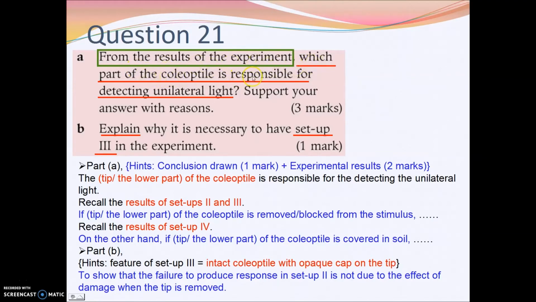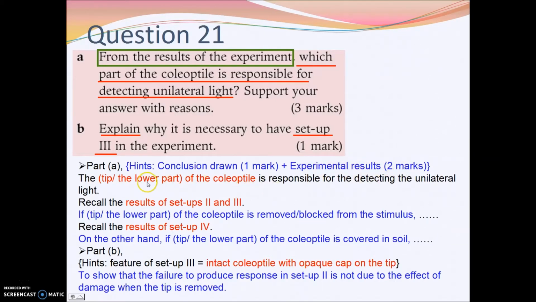which part of the coleoptile is responsible for detecting unilateral light? Support your answer with reason. Remember that you need to recall the result, not just tell me the answer. Remember, it is 3 marks, and the mark allocation is 1 mark for the conclusion and the other 2 marks for the experimental result.